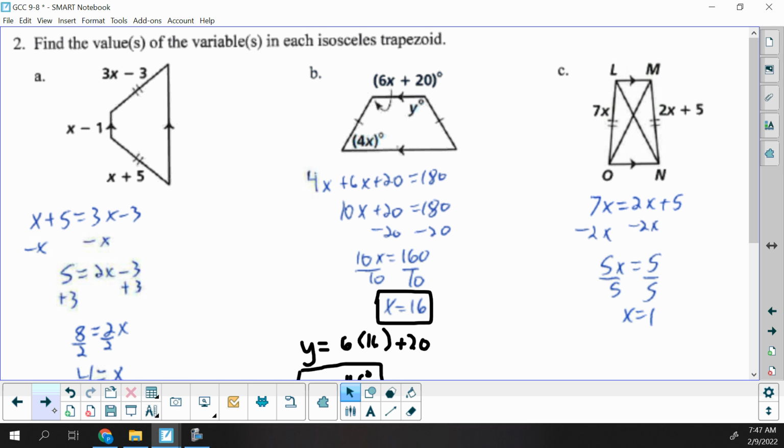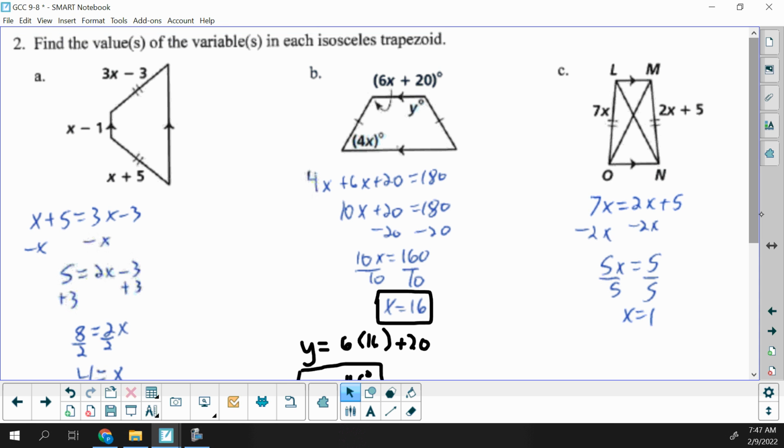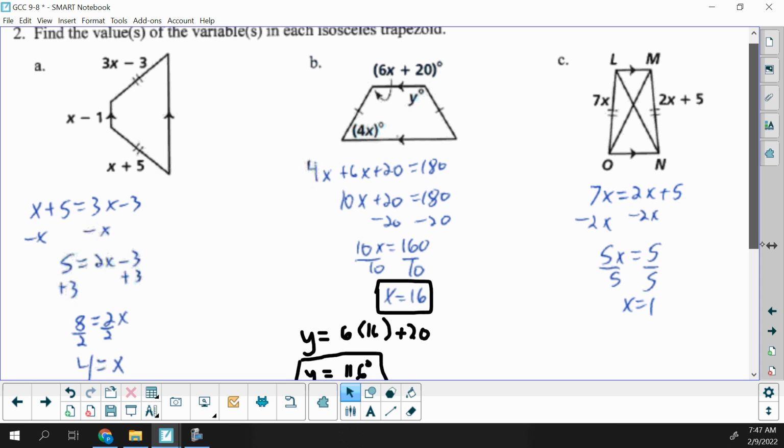All right, in 2A, you have to discern what's the important information. Well, based on our markings there, we want to set the x plus 5 and the 3x minus 3 equal to each other. When we do that, we go through and we find that x is 4, and all they wanted was the value of the variable, so we're done for that one.